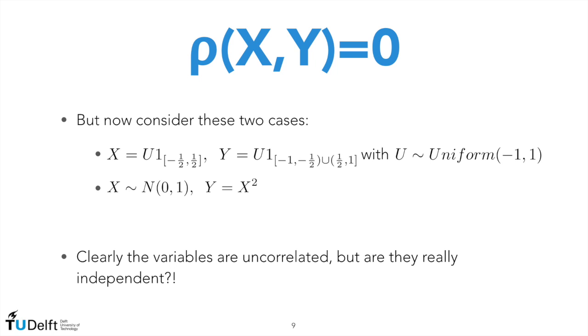Why? Because their covariance is 0. The covariance between x and y in both cases is 0. But it's not difficult to see that they are not independent. If I know that y is equal to x squared, how can I say that y is independent from x?